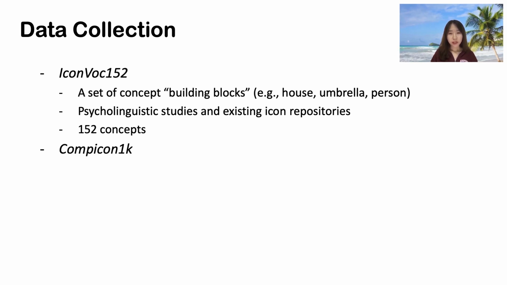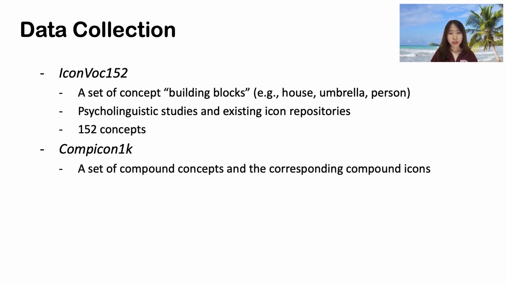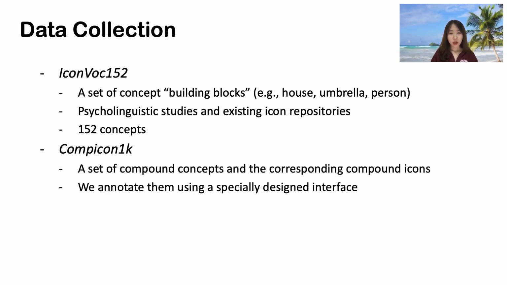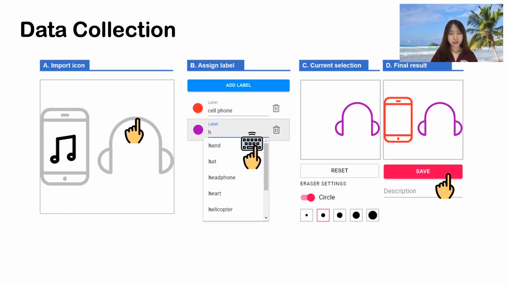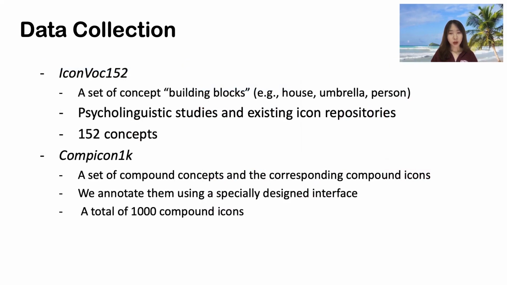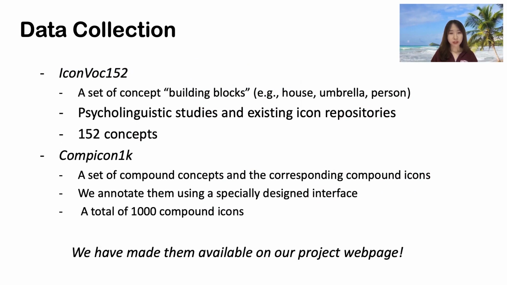To enable the pipeline to assemble constituent icons together, we reuse design knowledge of existing icons. Towards this purpose, we manually curated a set of compound concepts and collected the corresponding compound icons. We then annotated these icons using an interface developed specially for this purpose. We finally got a total of 1,000 compound icons, and have made both datasets available on our project webpage.